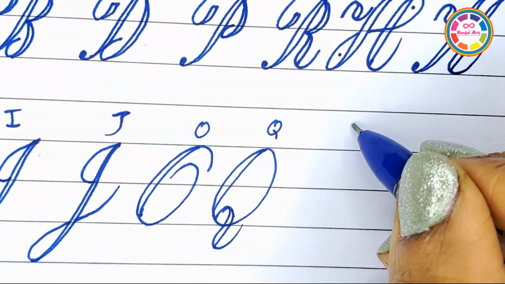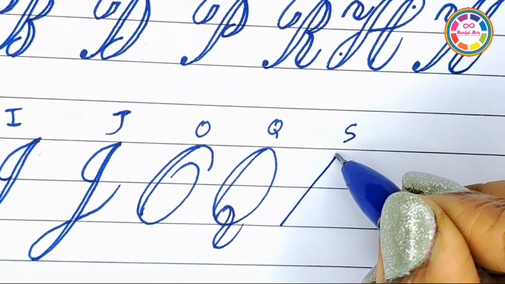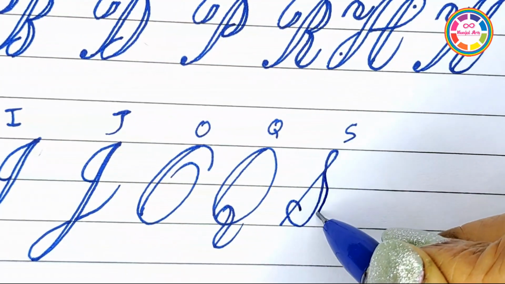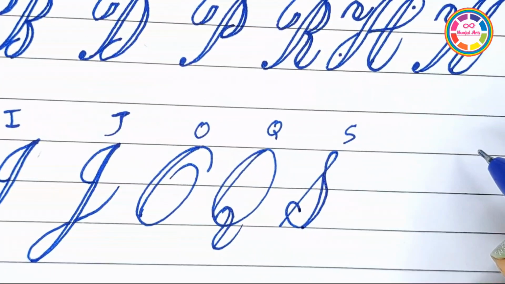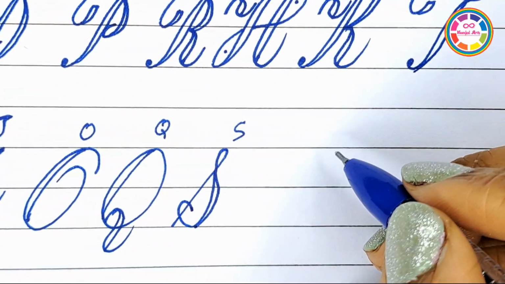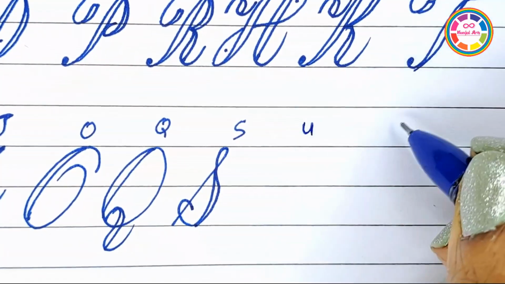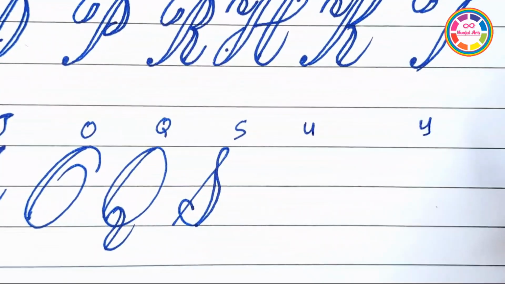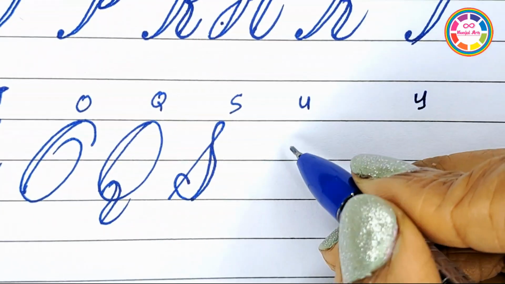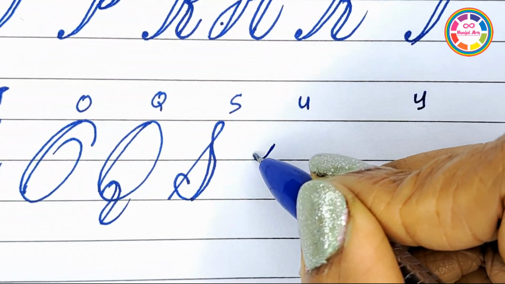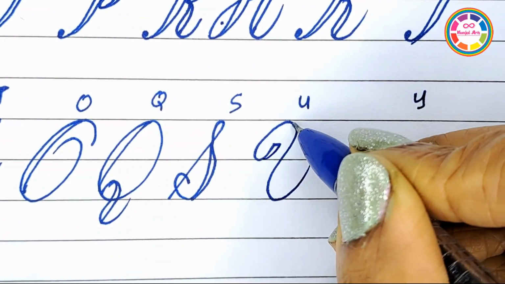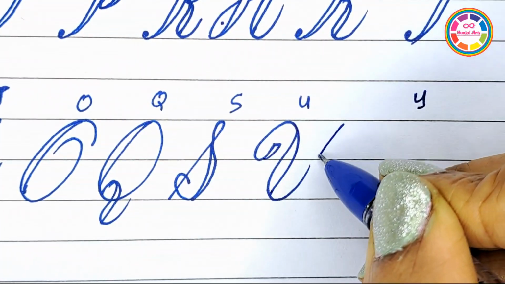Now S. So it's a thin line, then a loop, and then a curve, and a curve. So only this part of the S is going to be fat. Now we are going to do the U and Y. Now the beginning part of both these alphabets is going to be the same. So go down, and then this is a huge compound curve. And then underturn.